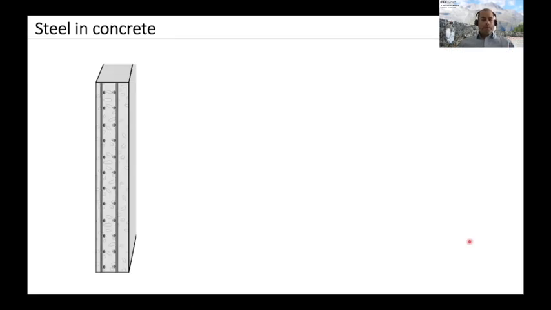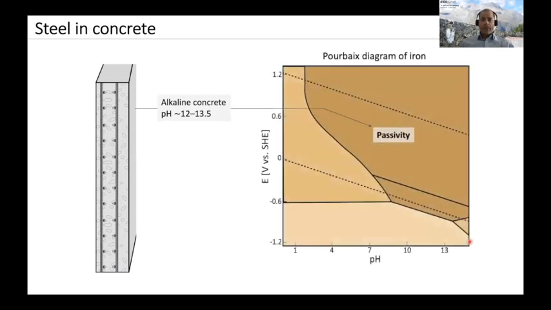As probably all of you know, concrete is a very alkaline material with a pH above 12 typically, or at least Portland cement-based concretes. And in that environment, the steel is thermodynamically stable. The Pourbaix diagram here on the right shows that we can form a passive film on the steel in this highly alkaline environment, which then protects the steel from corrosion.